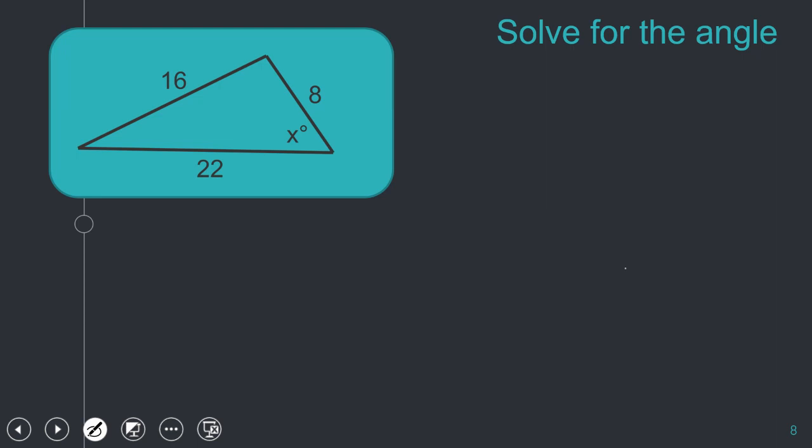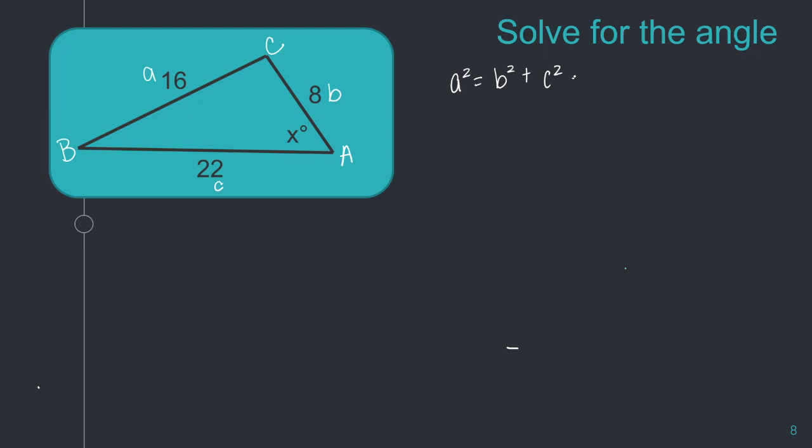So I'm going to start by labeling my stuff. So I'm going to make this angle A, which means this is side A, angle B, side B, angle C, side C. Now I'm going to plug into my formula, which is a squared equals b squared plus c squared minus 2bc cosine of A. A squared is 16, b squared is 8, and c is 22.